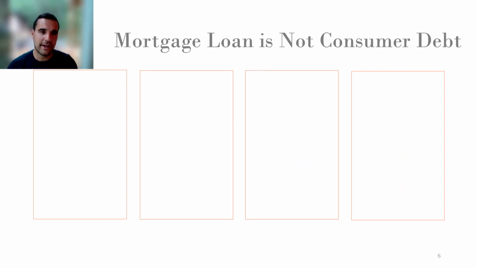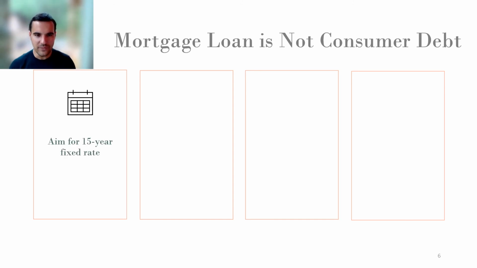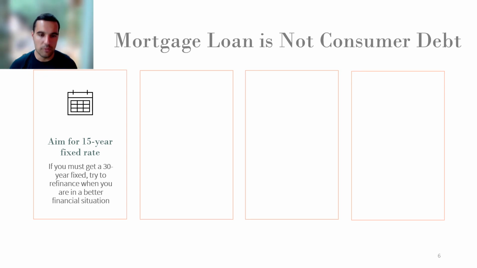So mortgage loans are not consumer debt, but they are still important to target to pay off. We want to aim for 15-year fixed rates. We can get that loan paid off quicker. If you must get a 30-year fixed, try to refinance when you are in a better financial situation, so you can get a better 15-year fixed rate.